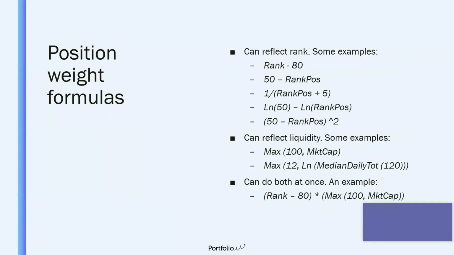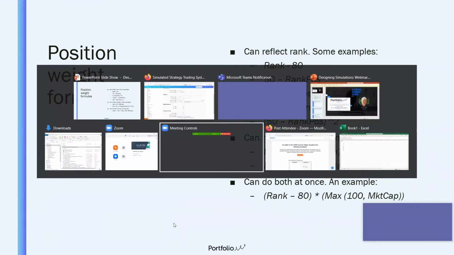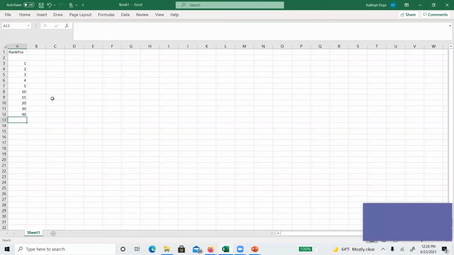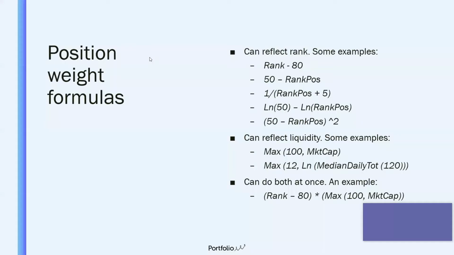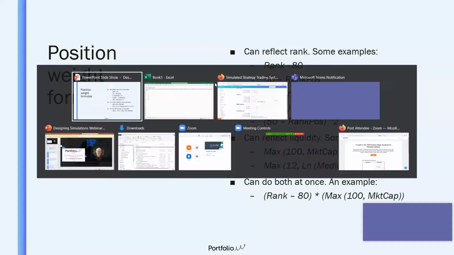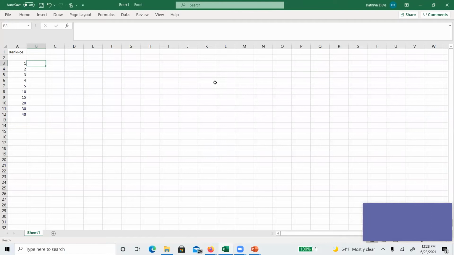Now, position weight formulas can reflect rank, can reflect liquidity, or can do both at once. So I'm just going to go to an Excel file and show you. Here's an Excel file with some rank positions, and let me use the second formula here, 50 minus rank pos. I'll just show you how that works. I'll copy this down.